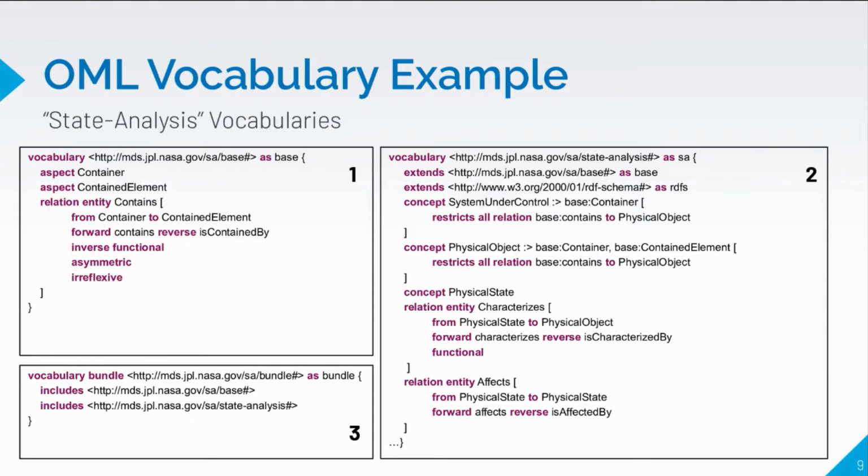Then, based on this foundation, I'm building the state analysis vocabulary that extends the base and then uses it. For example, it defines something called the system under control, which is a container, and it restricts what it can contain to physical objects. Again, physical objects is container, contained element, and so forth. And then it introduces two relationships. Characterizes between a physical object and a state, and affects from one state to another.